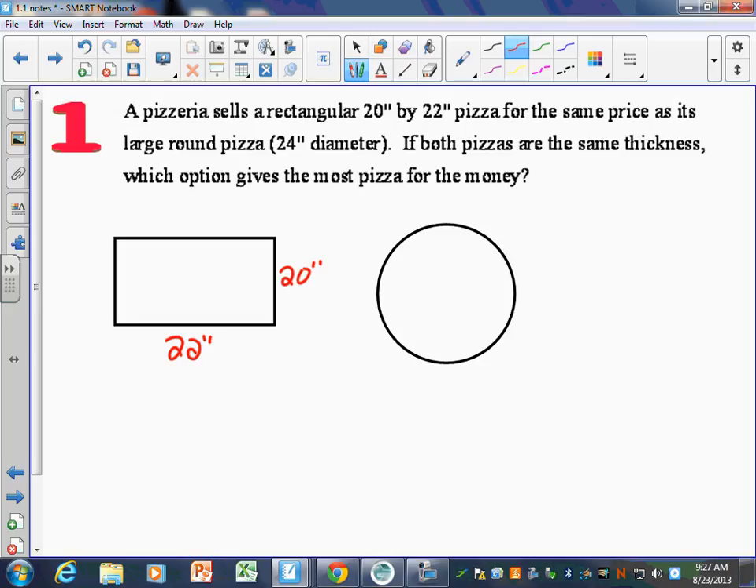And then you could draw a circular pizza. If you want to be really cool, you could draw some pizza on it. And we could say that it's a 24-inch diameter. So we'll just do 24 inches here. And then you could just write which is more.